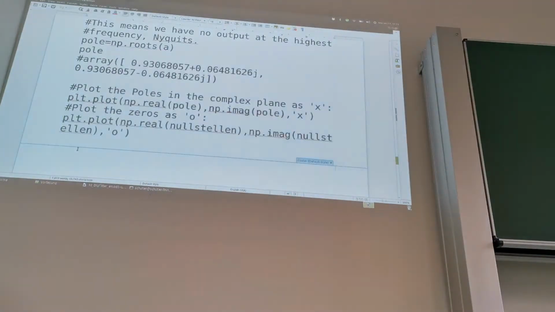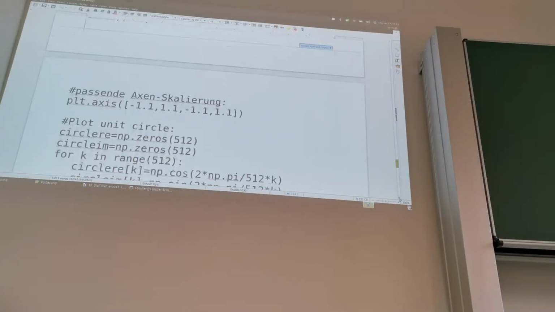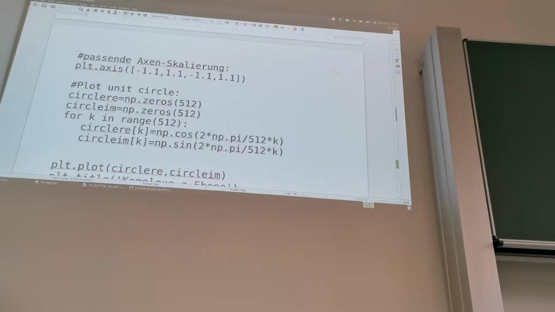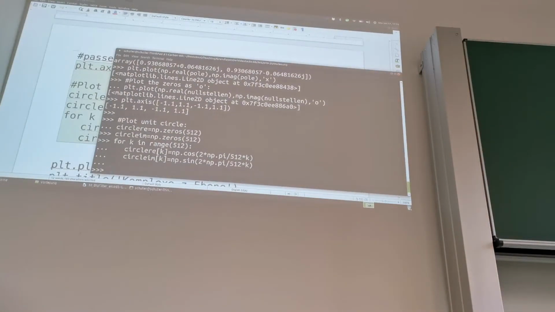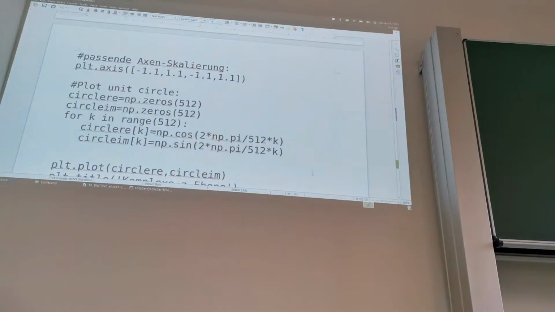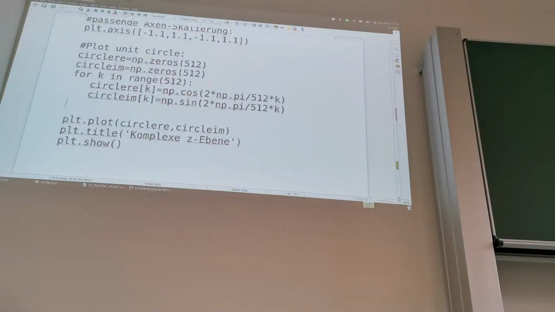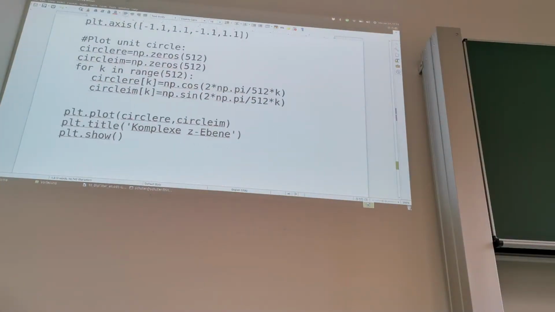So what comes next? Yeah, we can make a suitable axis scaling, and we can also plot the unit circle, so that we can see where the unit circle is. Give it a title and show it.